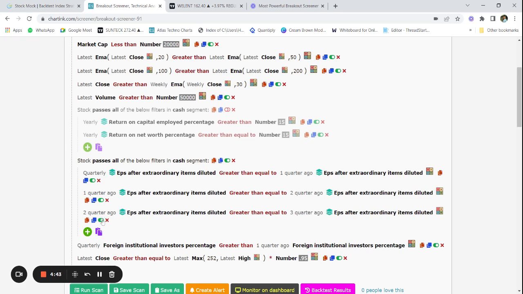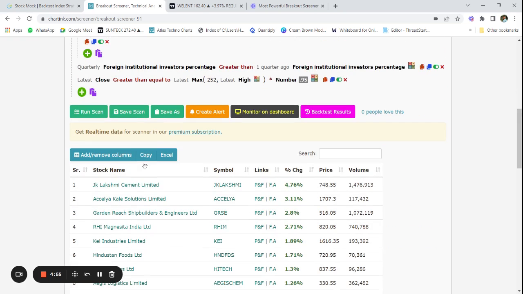Now you can enable or disable whichever you want. If you only want 1 quarter ago, then you can select the first one and disable the other one, right? So let's assume that I have enabled all and I have disabled this.